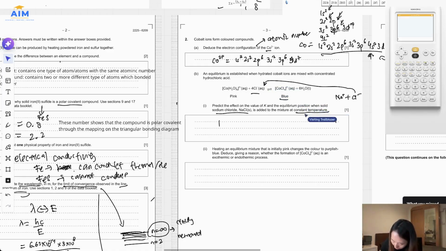The equilibrium constant is always the same at constant temperature. So the equilibrium constant has no change because it is at constant temperature.